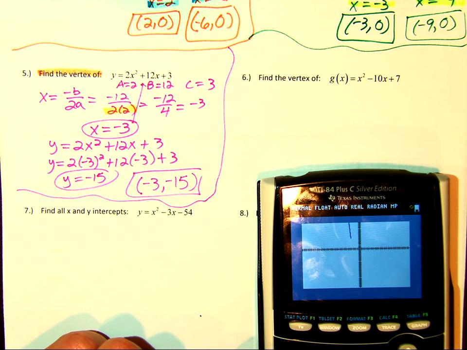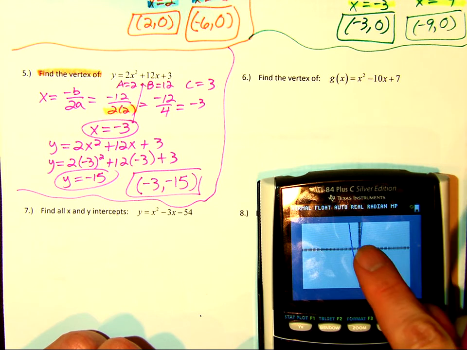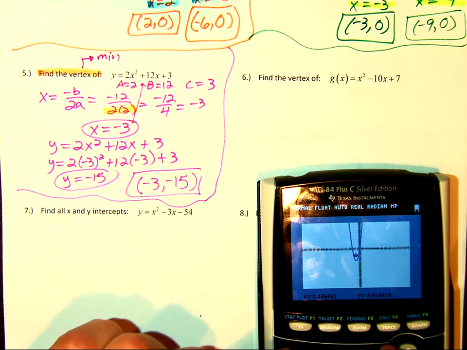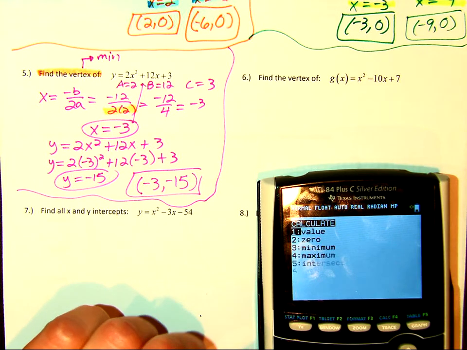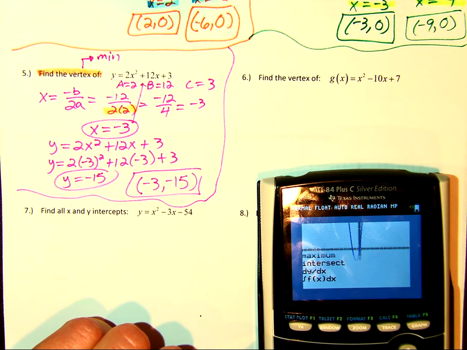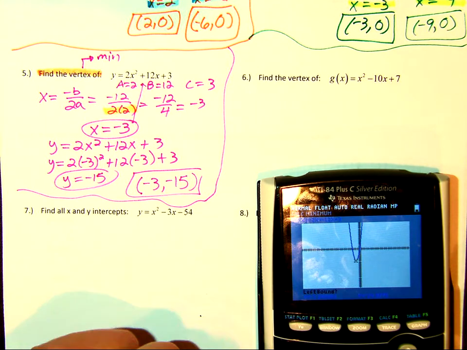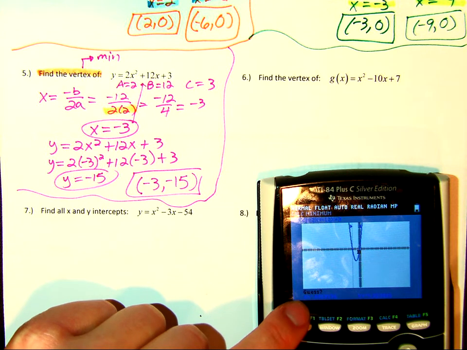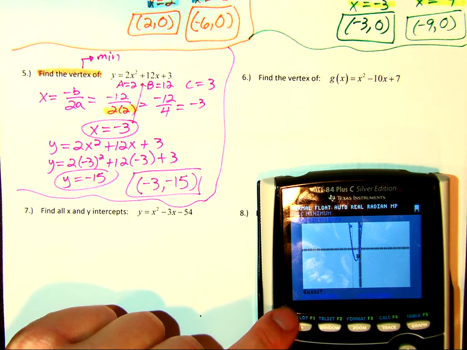When you graph it, you should realize your vertex is a minimum. So then we go to calculating that. Second calc, we're calculating a minimum value. If I think that's the minimum, I go to the left of it, press enter, right bound, so that's the minimum. I go to the right a few clicks, press enter, and we think somewhere around there is the answer, so I made a guess.